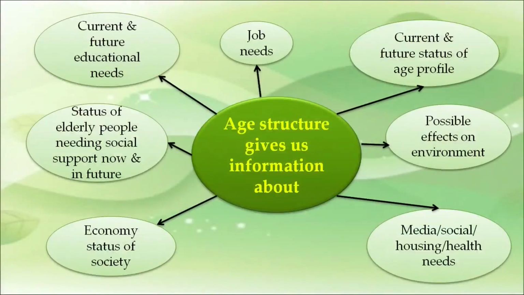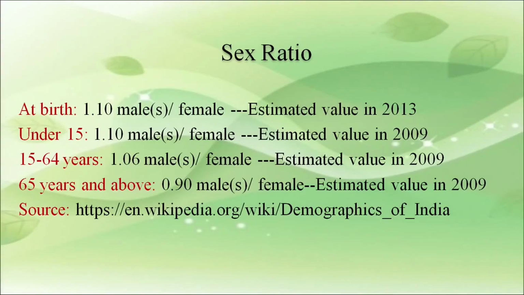Age structure gives us information about the current and future status of the age profile, and possible effects on environment, media, social, housing, health needs, job needs, current and future educational needs, the status of elderly people needing social support now and in future, and the economic status of society. Sex ratio figures are shown in the figure in this slide.